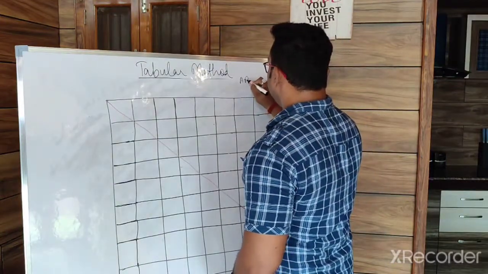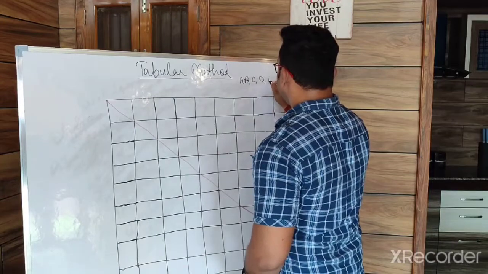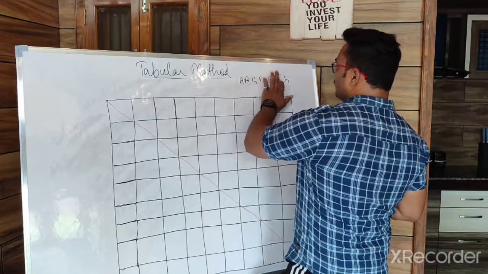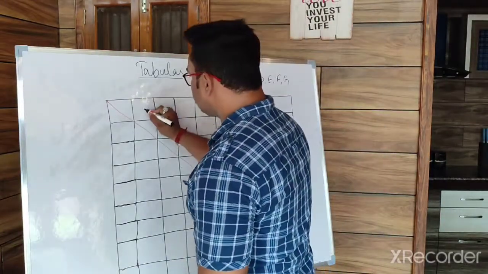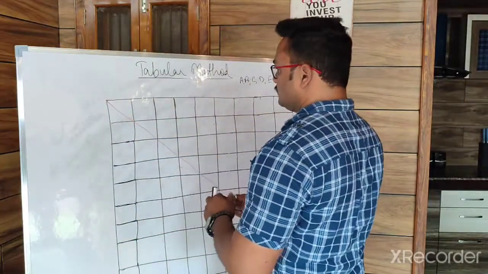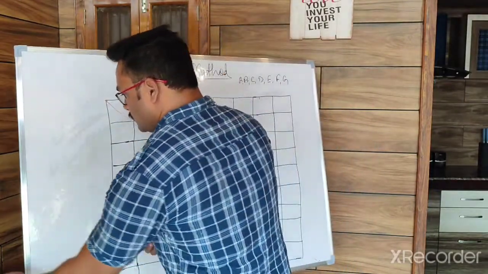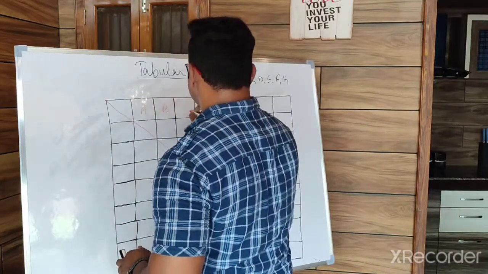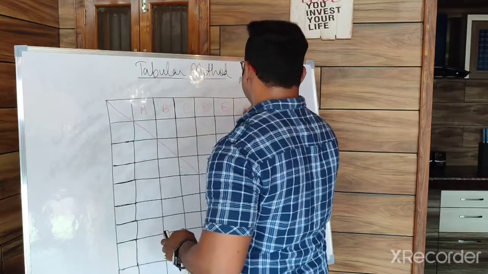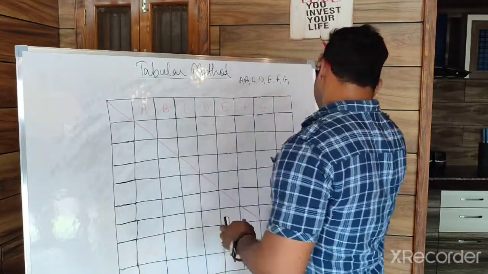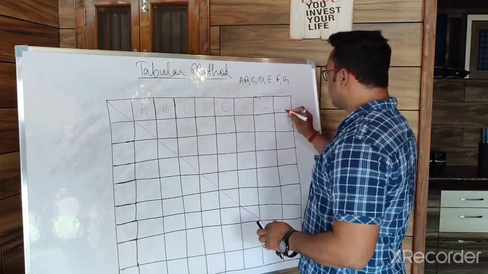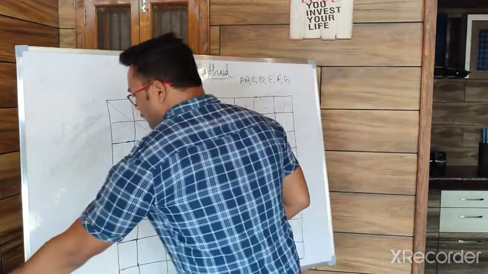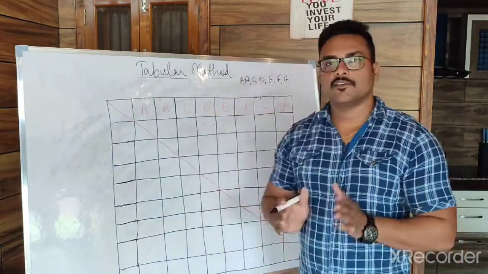And then suppose there are 7 teams as we discussed. Teams are A, B, C, D, E, F and G. 1, 2, 3, 4, 5, 6, 7. So you arrange it. It is team A, it is B, it is C, D, E, F and G. There are 7 teams, so there will be 7 rounds.